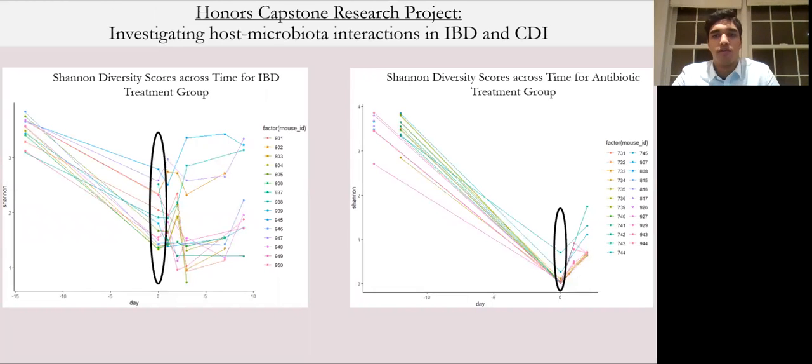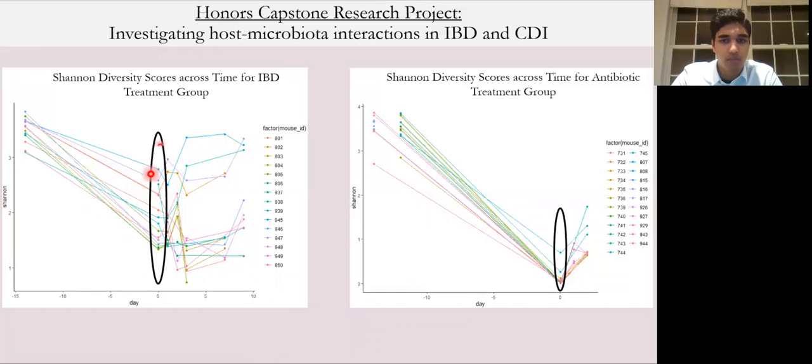Here's some of the data that was produced from the experiment. And before we look at the trends, I'll explain what the graphs represent. The y-axis for both graphs displays the Shannon diversity score, which is a measure of the diversity of a particular ecosystem. In this case, the higher the Shannon score, the higher the microbial diversity. The x-axis shows us time. So overall, these graphs show us how gut microbiota diversity in our mice changed across time.